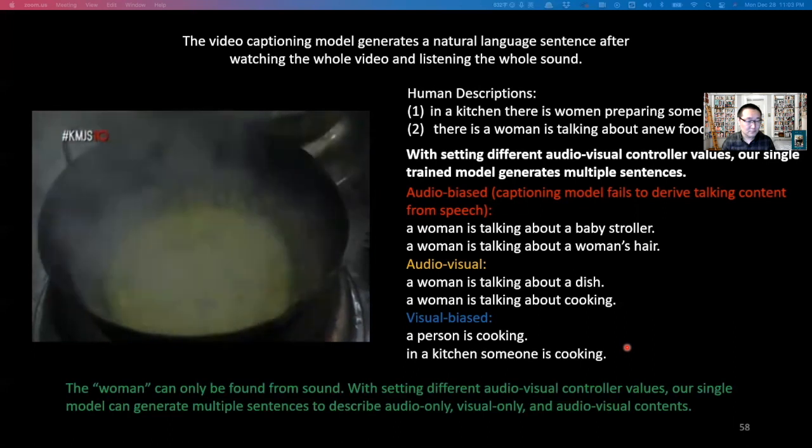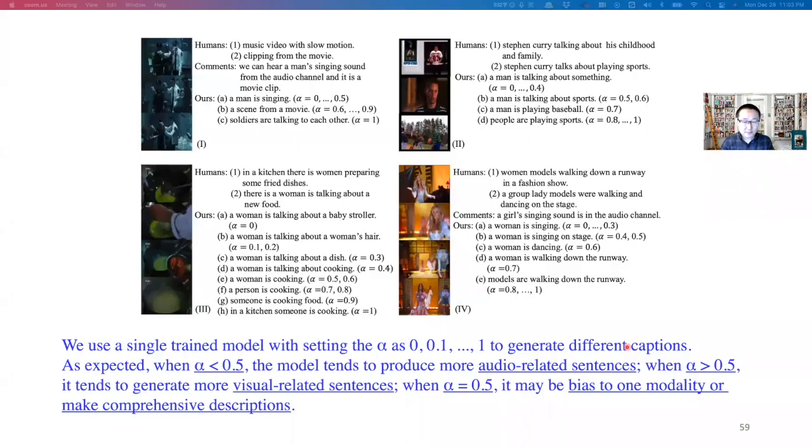We can see that our single model, with different controller values, can generate different sentences, which can be audio biased, visual biased, or audio-visual descriptions. Take a look at the controllable results. We can find that with a single model, it can generate diverse captions.